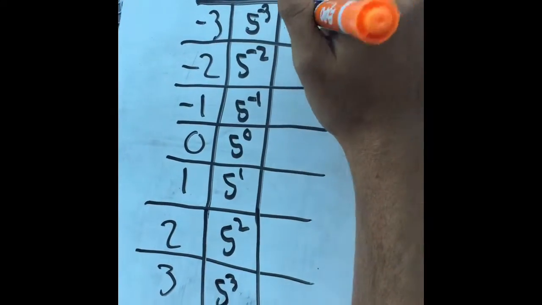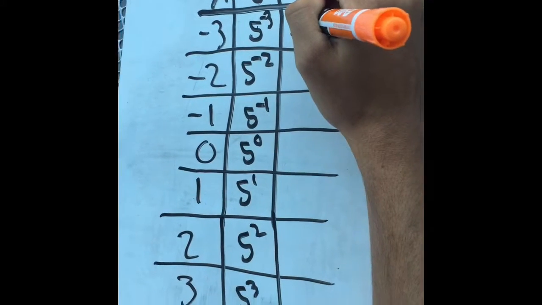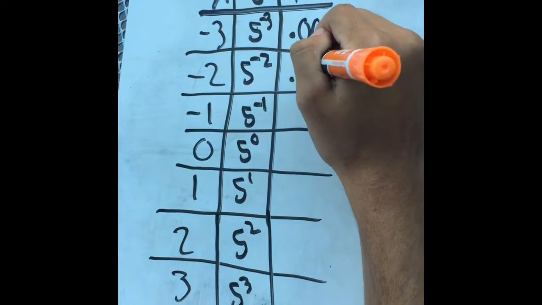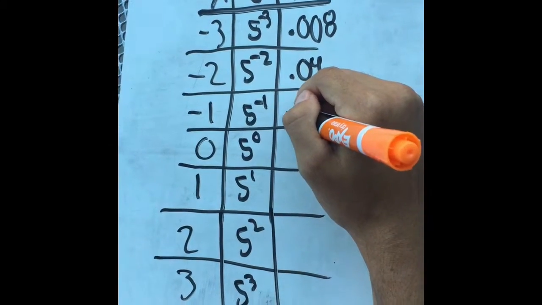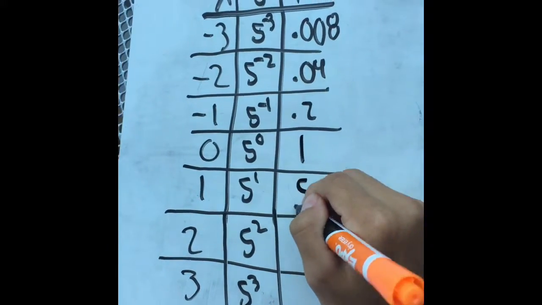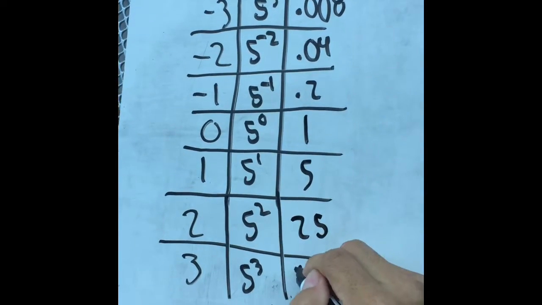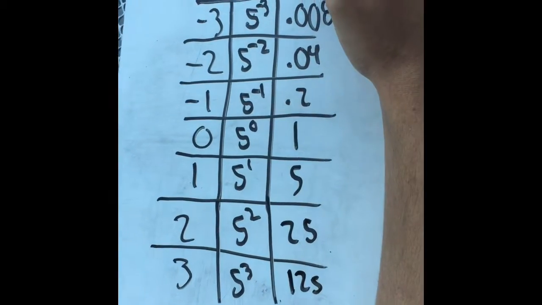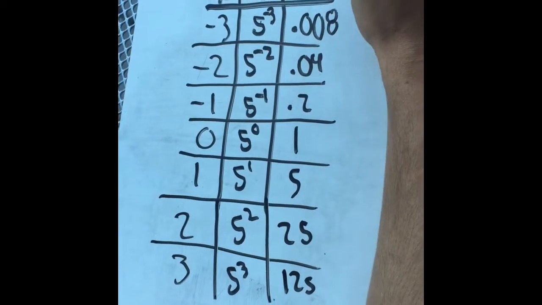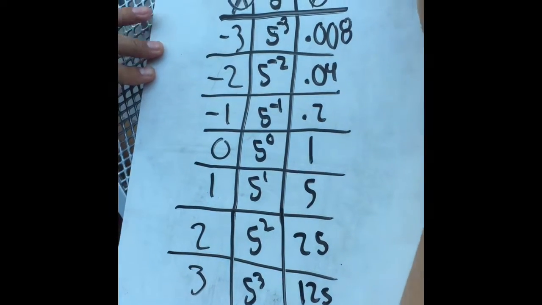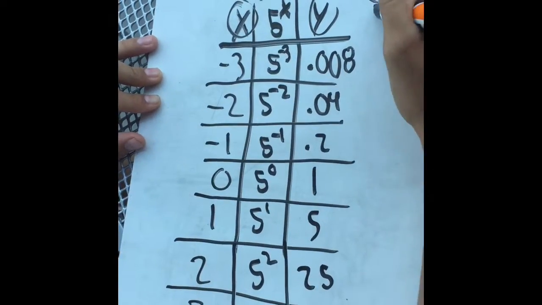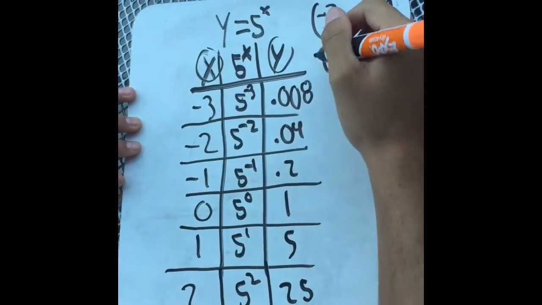From here we will solve for our y values. So our first y value will be 0.008 and our next will be 0.04, and we will just continue to solve until we are finished with this table of values. And from here we have our y values and our x values, and we will write these down so we can have our coordinates for when we make the graph. So we're just going to write down all the x values and the y values.